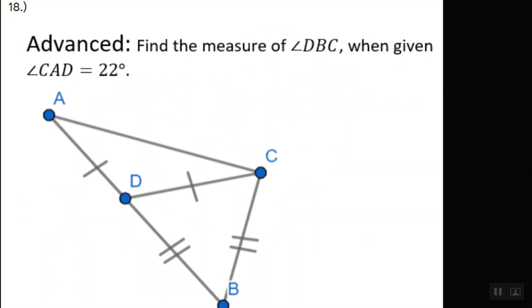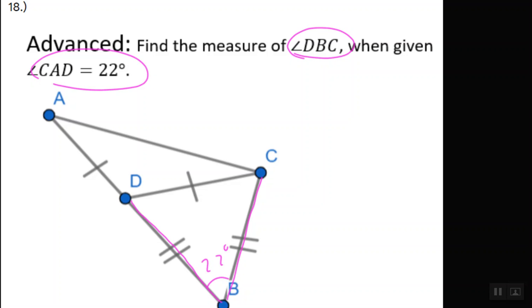Alright, y'all. Problem 18 will be the last problem that I'm going to go over with y'all. I kind of want to see who can do 19 and 20 on their own. 19 is very hard, 20 is very doable. But let's take a look at 18. It says find the measure of angle DBC when given CAD is 22. So let's go to DBC. We know that DBC is 22.